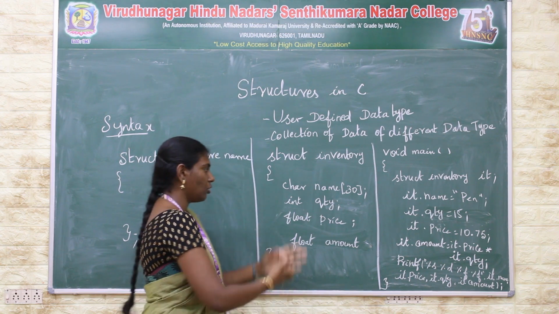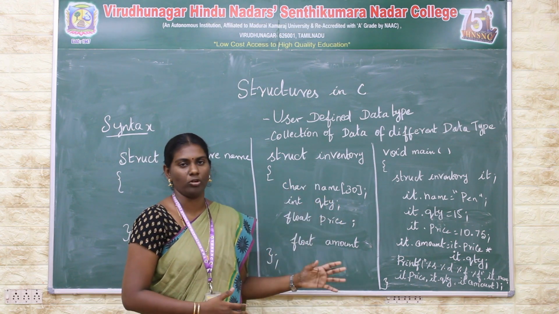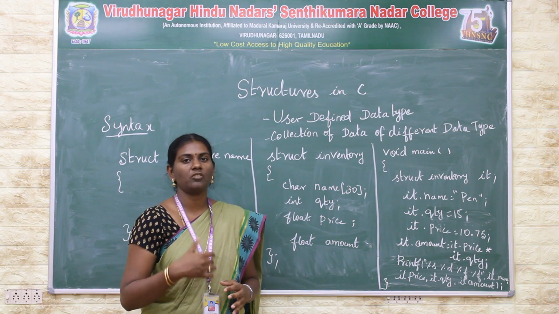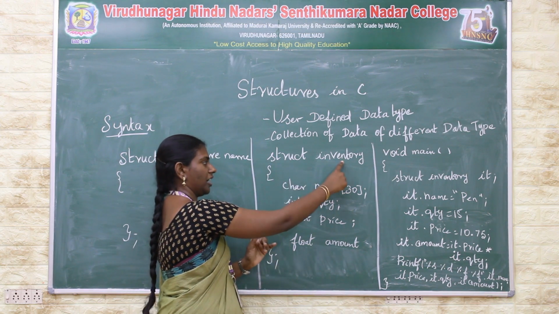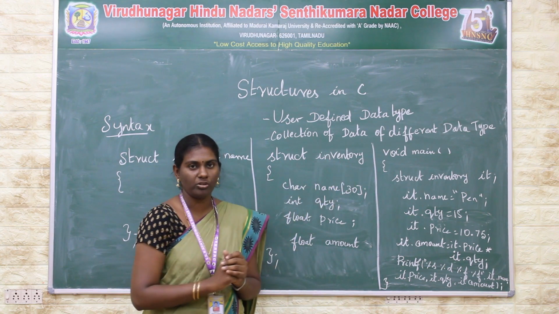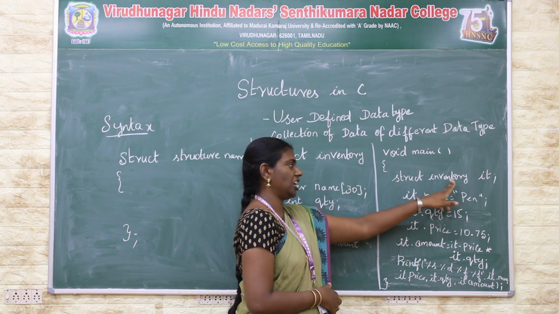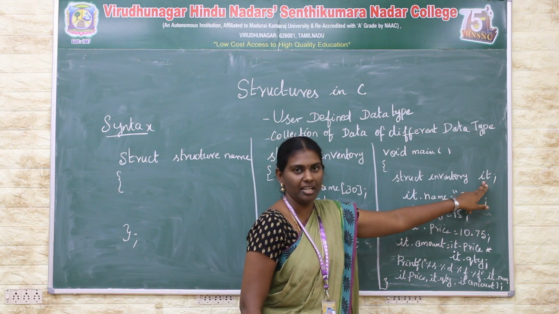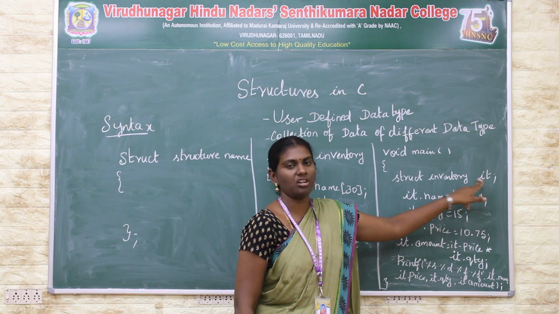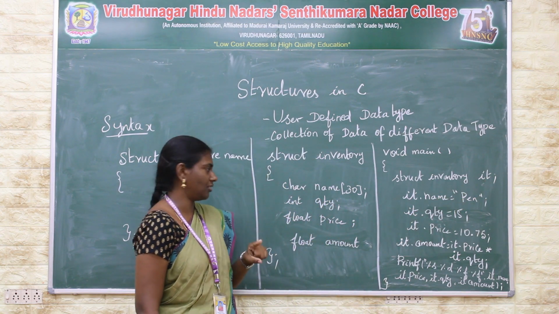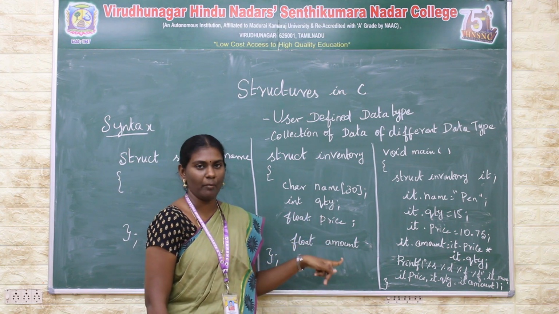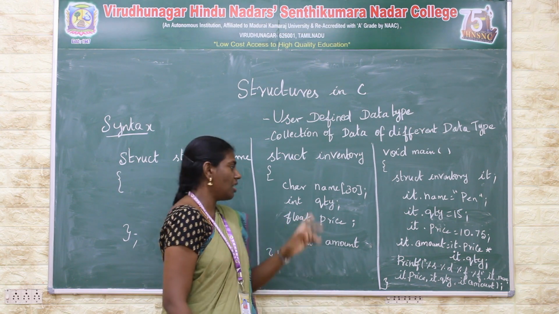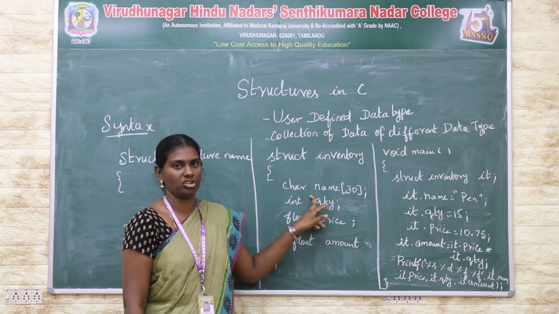Now I have to access all these variables: name, quantity, price, amount. How can I do it? Here we have to create a structure variable. So struct inventory, where struct is the keyword and inventory is the name of the structure, and then IT. This is the name I have given to my structure variable. To access the name, quantity, price and amount, I have to use the variable name IT followed by the dot operator and the name of the data member of structure inventory.